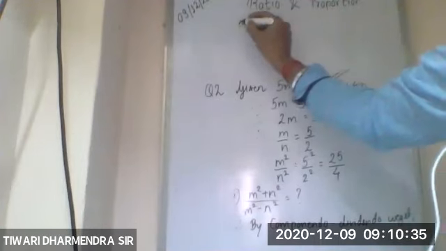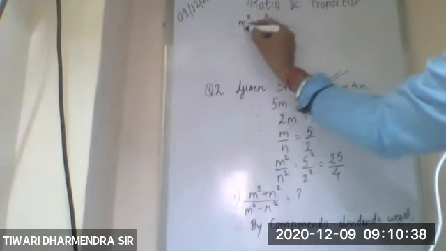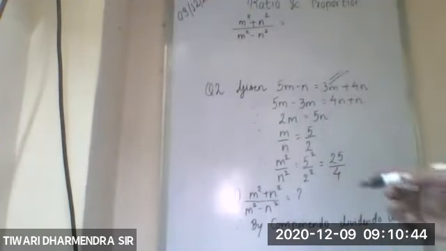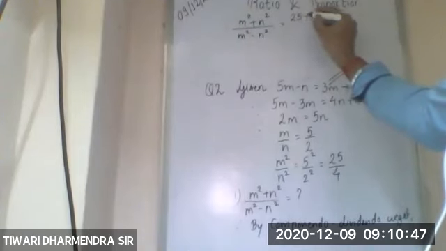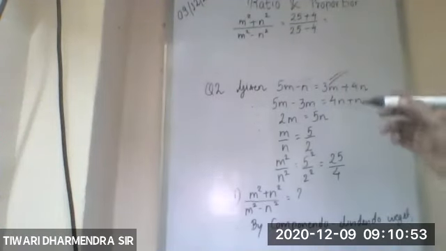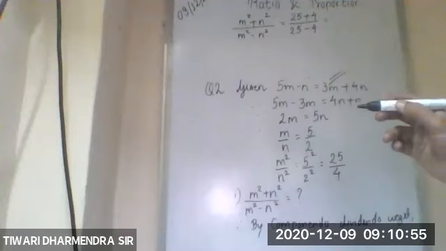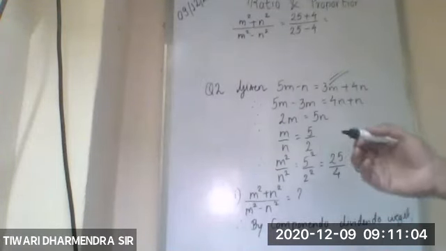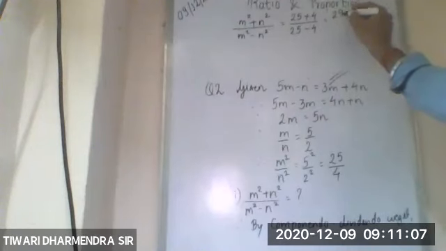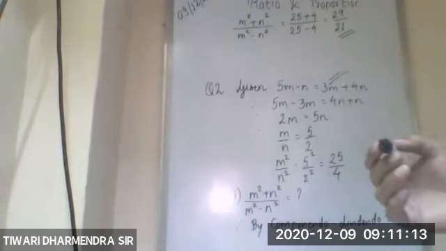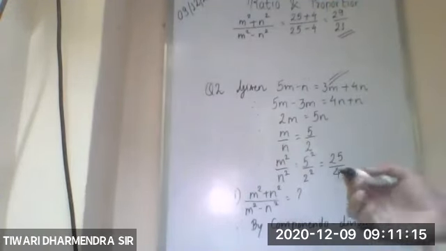So m square plus n square upon m square minus n square is equal to 25 plus 4 upon 25 minus 4. So what do you get? Just add it. Here, students, answer from your side. Expecting. These are all basic calculations. You should be good in this. 25 plus 4 is 29, divided by 25 minus 4 is 21. So that is the answer of m square plus n square upon m square minus n square. Now we'll move to the second part.